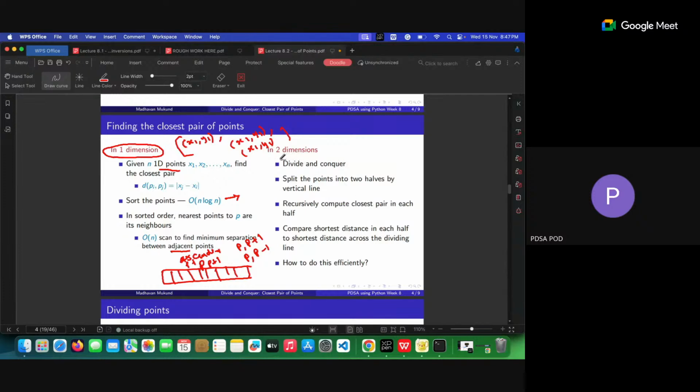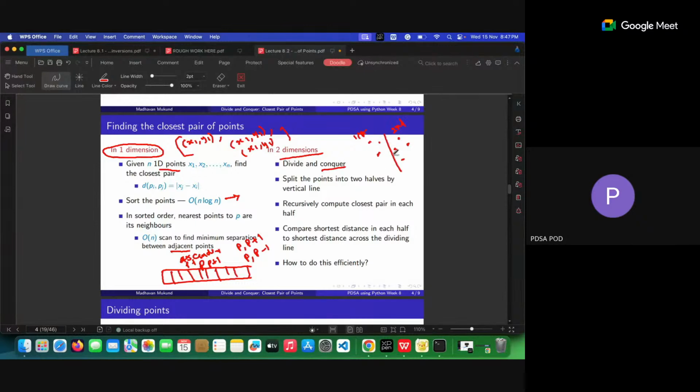And if it is two-dimensional, we apply divide and conquer: split the points into two halves, the left part and the right part. Recursively, we try to find the closest pair in each half. For example, this is the first half, this is the second half.